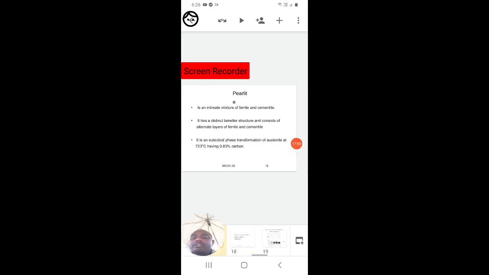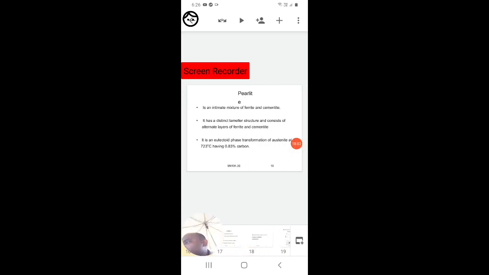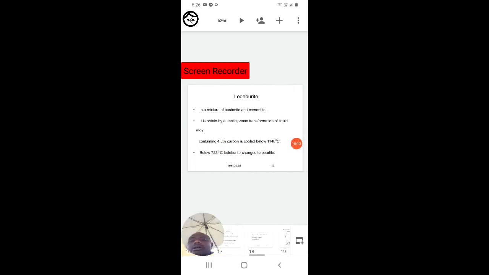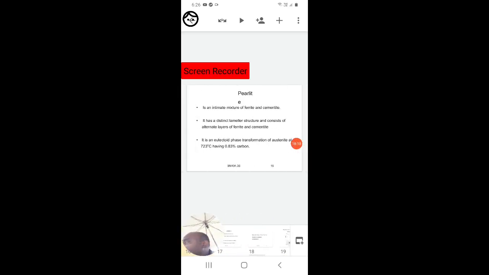Next, along with ferrite, austenite and cementite, intermediate components are formed. These components are pearlite and ledeburite. What is pearlite? It is an intermediate mixture of ferrite and cementite. It has a distinct lamellar structure.